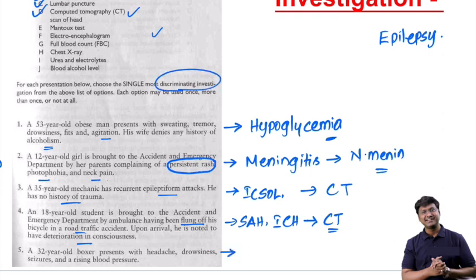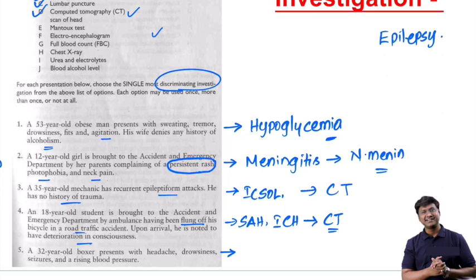And you take the fifth important clinical scenario: headache, drowsiness, seizures and rising blood pressure. All these are suggestive of what? Headache, drowsiness, seizures and rising blood pressure. There is drowsiness as well as seizures, and drowsiness and seizures suggest that the individual is having some pathology within the brain parenchyma.